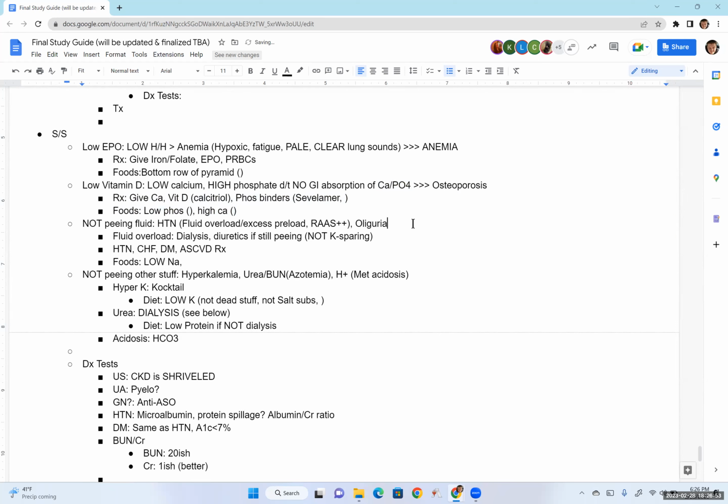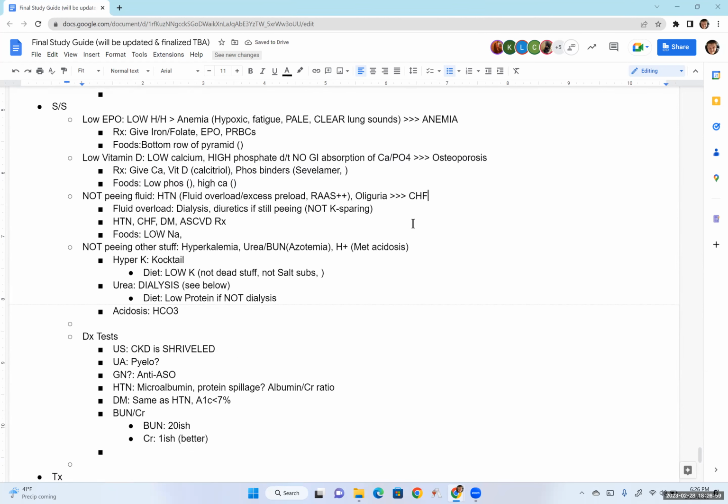Not peeing fluid, oliguria, they can have complication of CHF, right? It's a big complication. And just cardiovascular disease is just an independent thing. Yes, it can cause CHF, but also you're not getting rid of lipids. So lipids are going to build up and you get ASCVD. And you have inflammatory things that you would pee out, but now you can't pee it out, and I have inflammation. And the inflammation is going to cause ASCVD, and ASCVD is going to cause hypertension. The hypertension can cause more kidney damage. It's all cyclic.